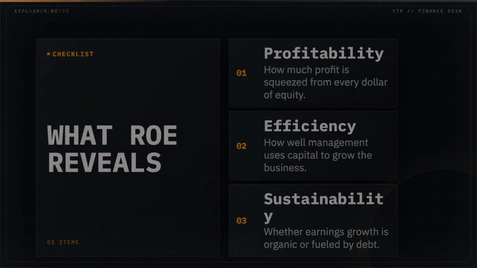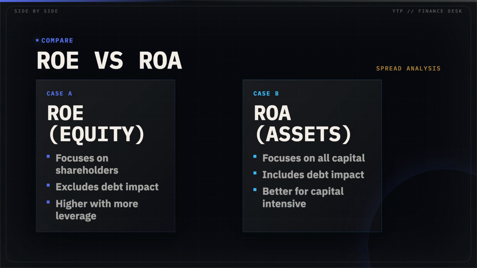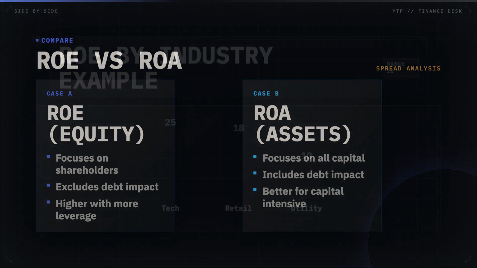Don't confuse this with return on assets. ROE only looks at shareholder money, while ROA looks at the entire pool of company assets.